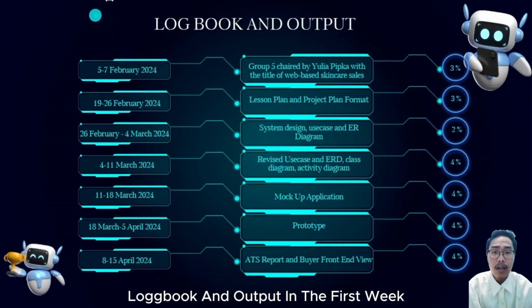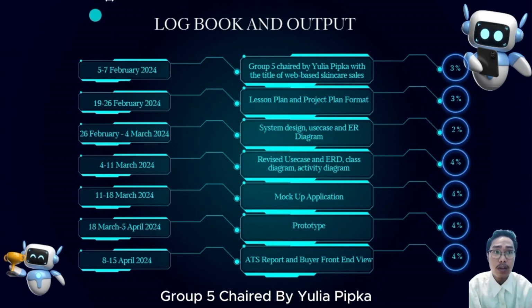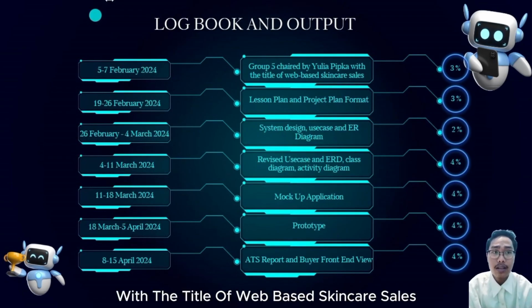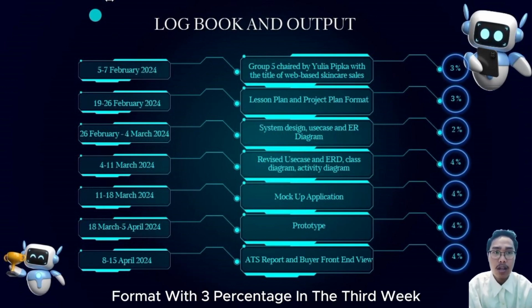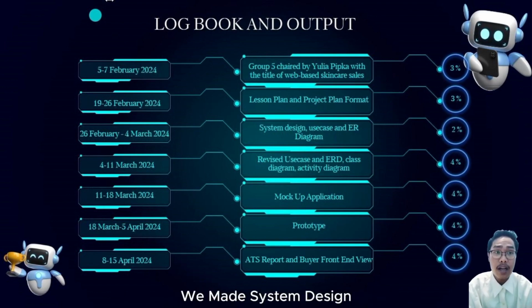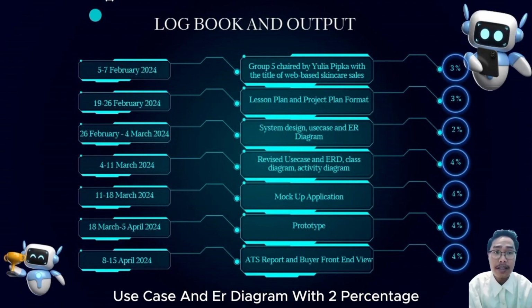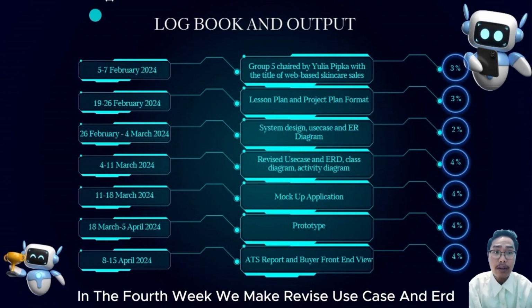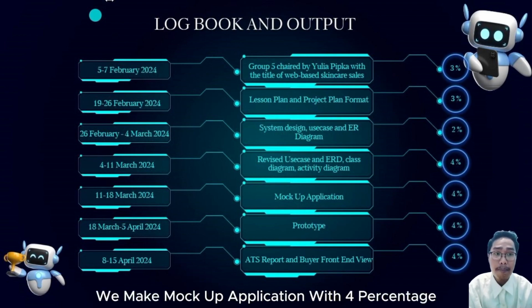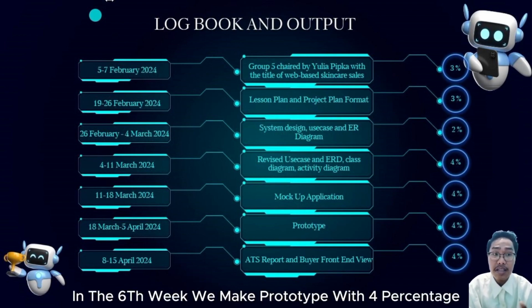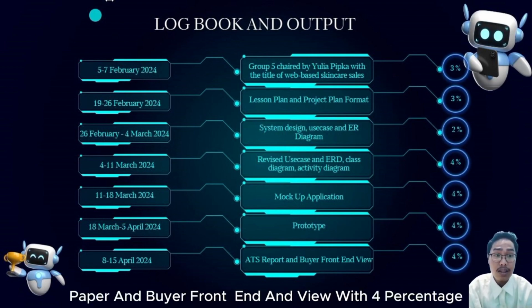Logbook and output. In the first week, Group 5 chaired by Yulia with the title of Web-Based Skincare Sales with 3%. In the second week, we made lesson plan and project plan format with 3%. In the third week, we made system design, use case, and diagram with 2%. In the fourth week, we made revised use case and ERD, class diagram, and activity diagram with 4%. In the fifth week, we made mockup application with 4%. In the sixth week, we made prototype with 4%. In the seventh week, ATS report and buyer front end view with 4%.